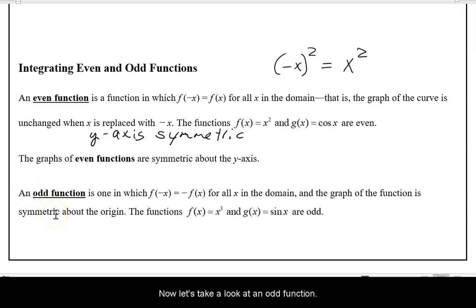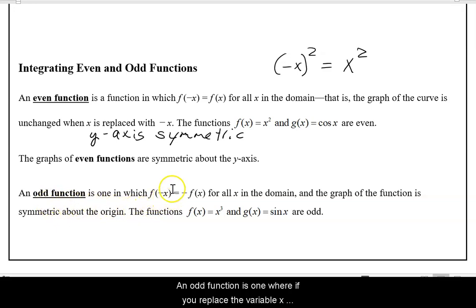Now let's take a look at an odd function. An odd function is one where if you replace the variable x with negative x, it does not give you the original function, but it gives you the opposite of the original function. These are symmetric about the origin. Both sine and x cubed are odd functions. So is the function 1 over x.